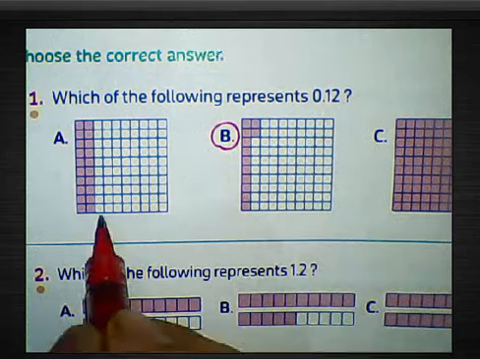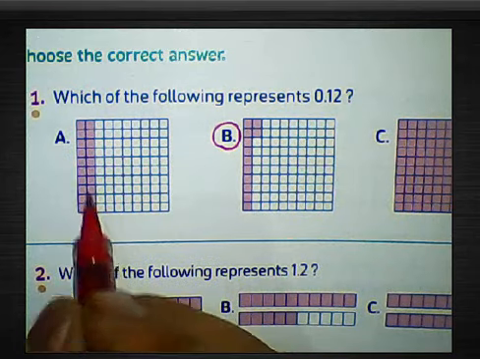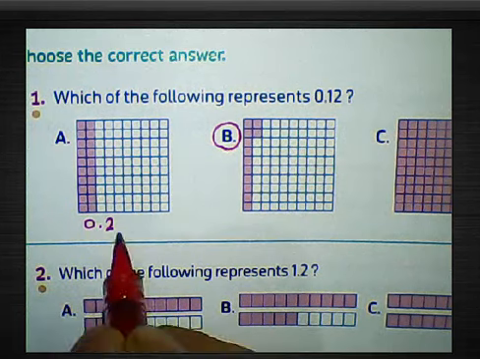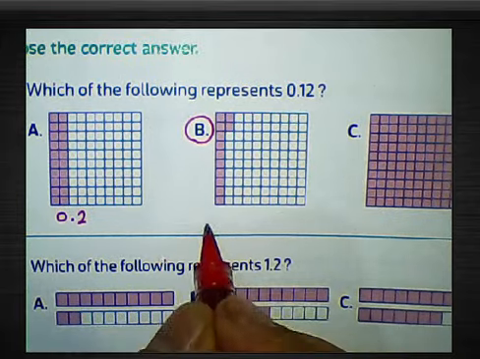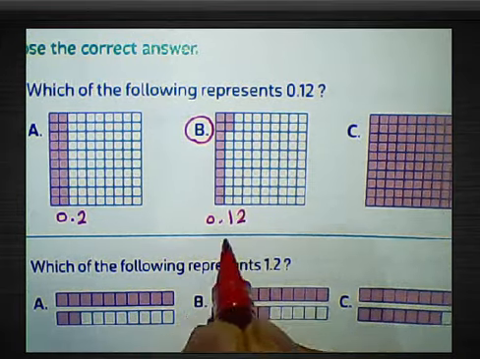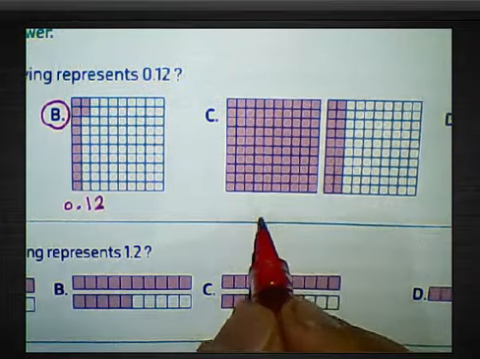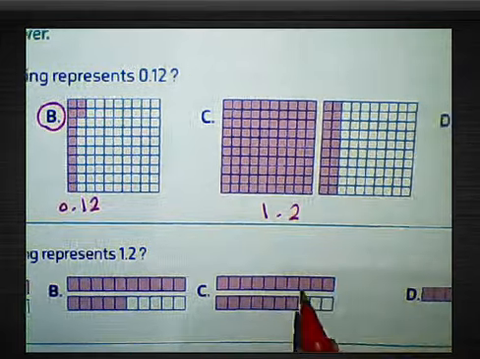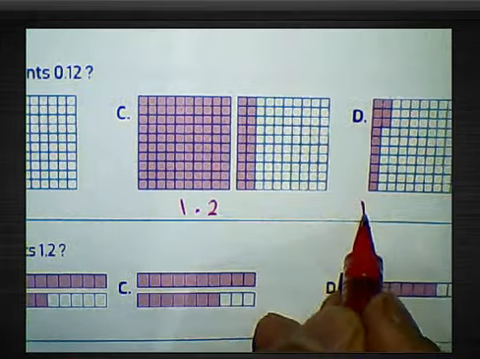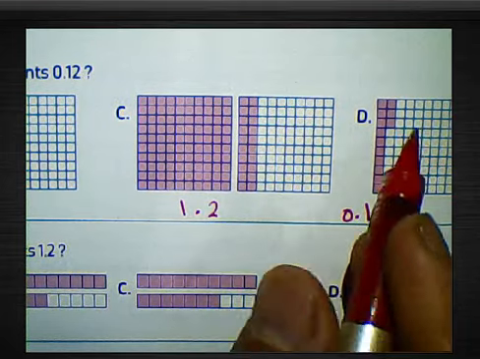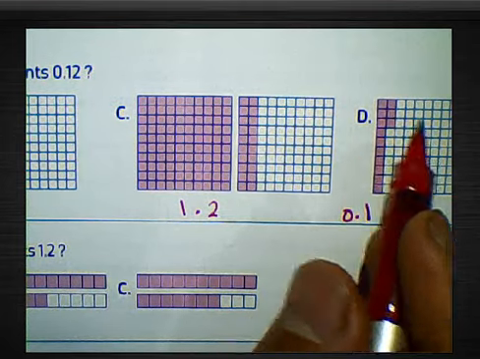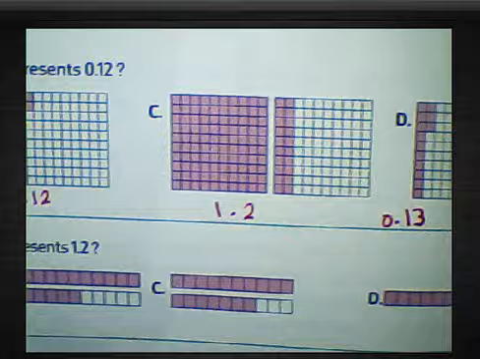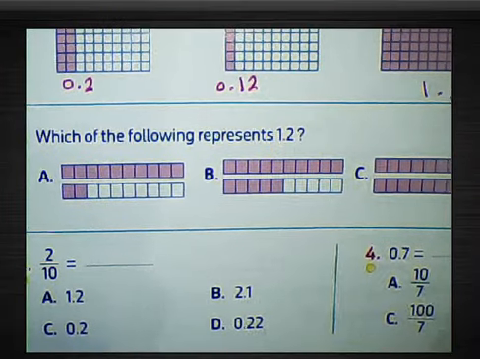That was the example. In this example, he colored 2 vertical strips out of 10. It will be 0.2, 2 tenths. And in this example, 0.1 and 2. In this example, he colored 1 whole number here and 2 vertical strips out of 10, so 1.2. And here he colored 1 vertical strip for tenths and 3 units out of 100 units. So the result will be 0.13. Which of the following represents 1.2?